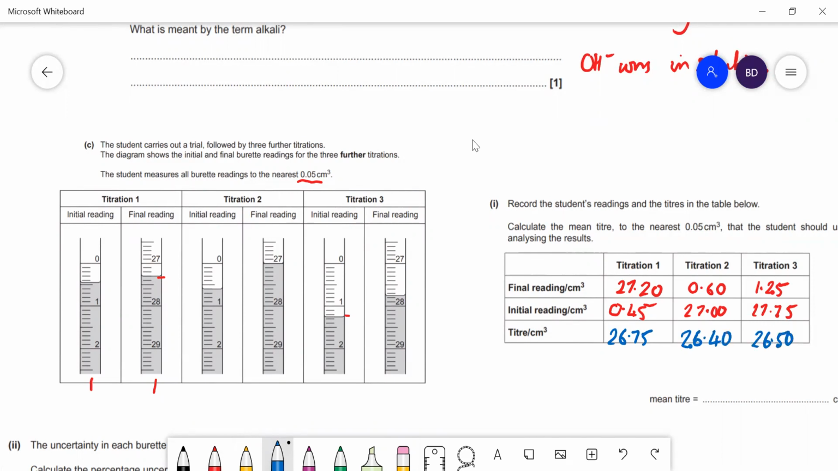Now, we want to work out the mean titer, so we only use the concordant values. They're within 0.1 of each other, so we only use those two. And the average of that obviously is 26.45 centimeters cubed.